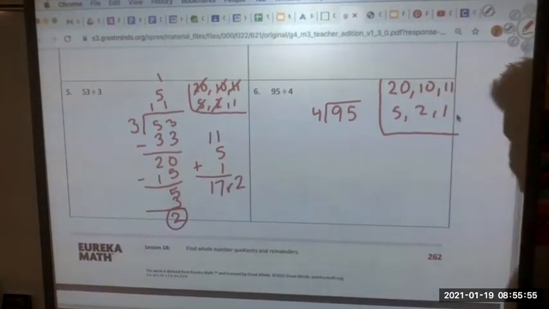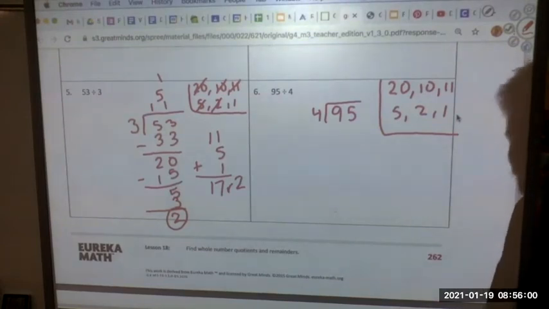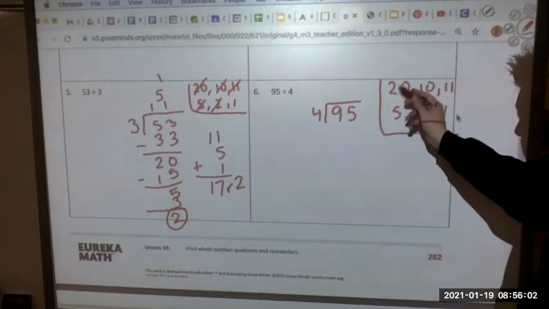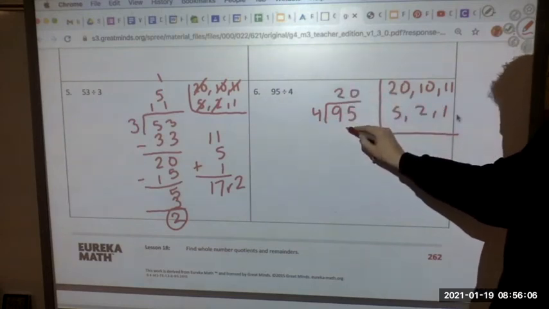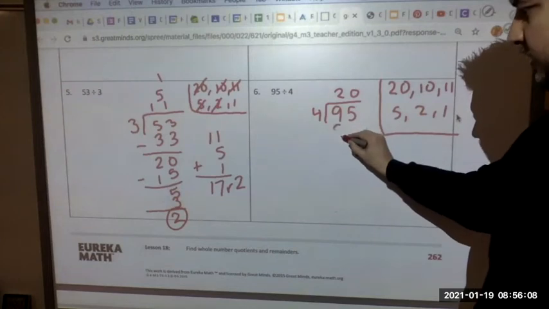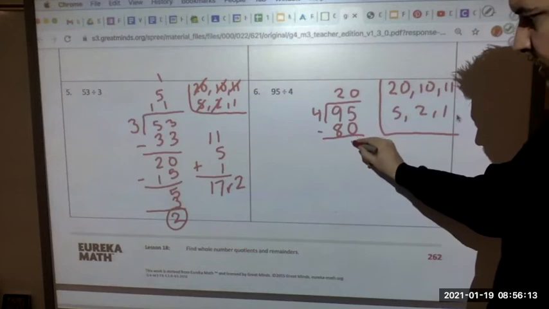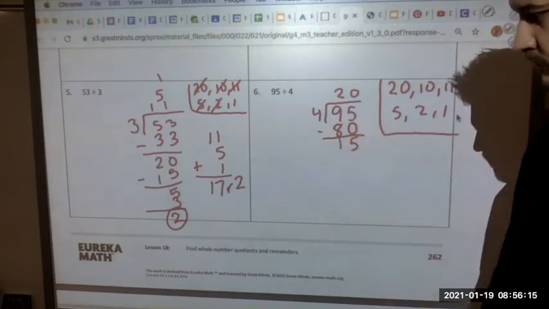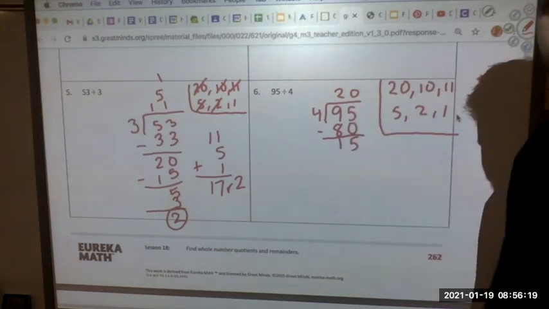All right, welcome back. So at this point, we're looking at 4 times 20. Let's start with a big one. 4 times 20 would be 80, which is smaller than 95. It's really close, so that works. I'm going to subtract. 5, 15. So I've already knocked my dividend all the way down to 15.